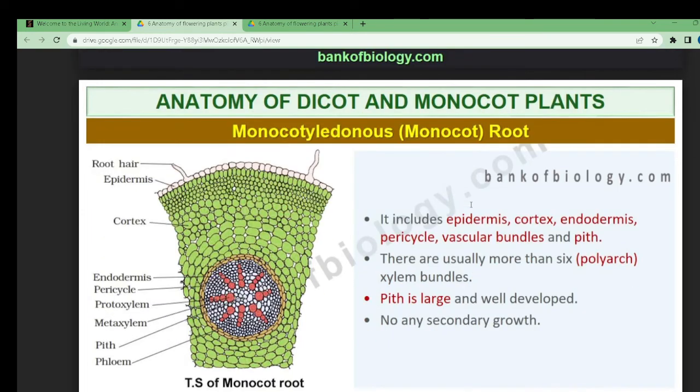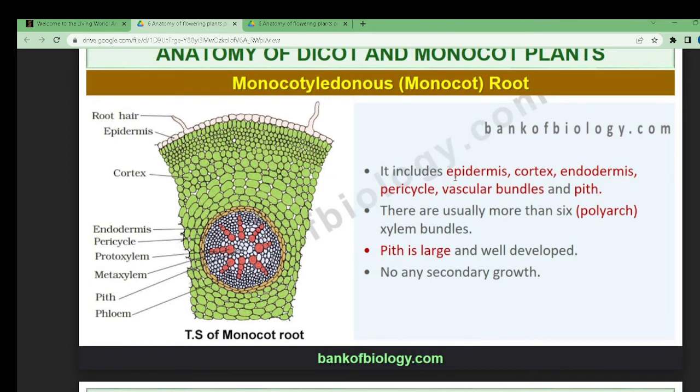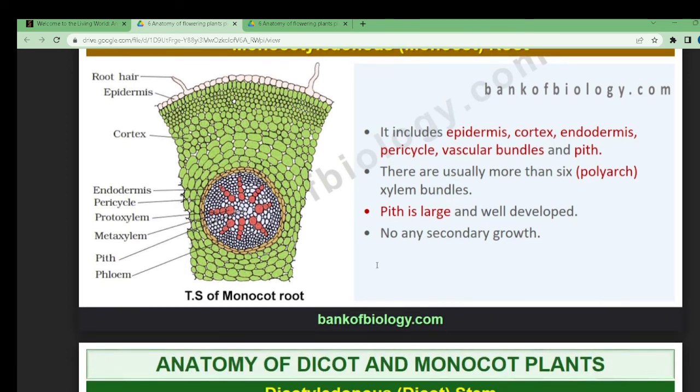Then we'll see the monocotyledonous root. It includes epidermis, cortex, endodermis. Similar structure is there. What is the difference here? The pith is large, and together with that, sometimes cambium is absent in the case of monocotyledons. They are usually more than six, polyarch xylem bundles. So they generally contain a greater number of xylem bundles, and here the pith is also large, and there is no secondary growth. Secondary growth is not there.